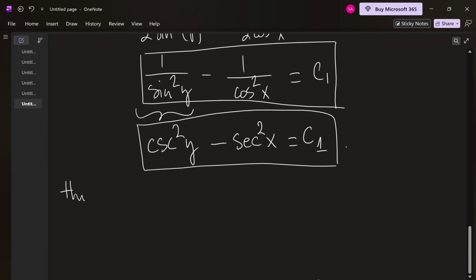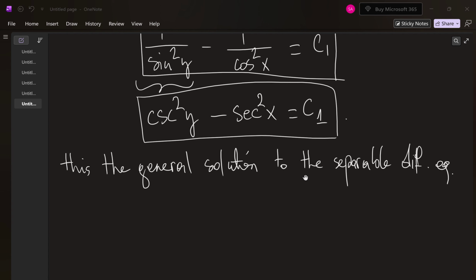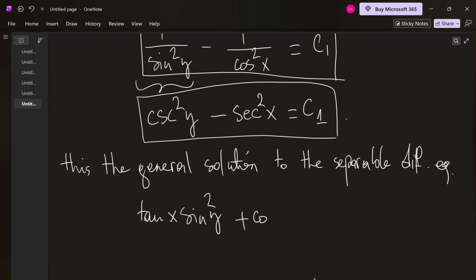So this is the general solution to the separable differential equation that we saw, which is tangent x times sine squared y plus cos squared x times cotangent y dy over dx is equal to 0.